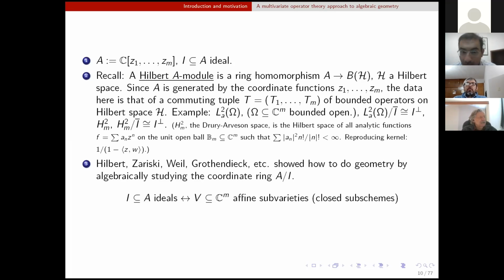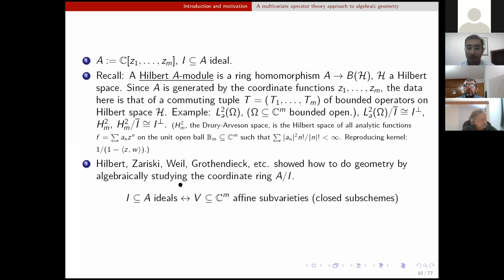Can you give a very simple example, say, in two variables, some ideal I, what subvariety V will you have in C^2? Right. For example, if your ideal is the ideal generated by the coordinate function z1, then the affine variety V is given by the zero set of z1, which is a complex hypersurface, z1 equals 0. That's what I mean by the correspondence between ideals and affine subvarieties. You send an ideal I to the set of points in C^m which are killed by every polynomial p in I.